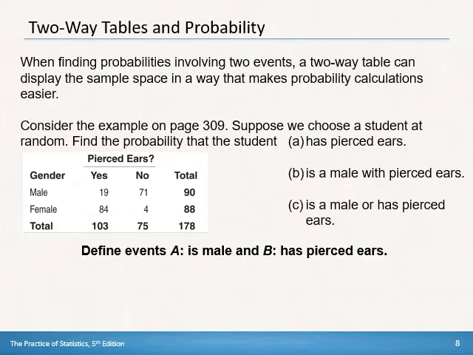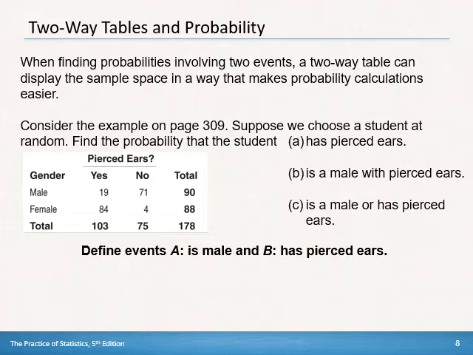Sometimes we'll use a two-way table to help us with some probability calculations. When you're looking at two different events, it can sometimes be helpful. Here's an example from our book on page 309. Suppose we have 178 students, and we ask these students, first of all, what's your gender? And then we also ask them, do you have pierced ears? And they said yes or no.